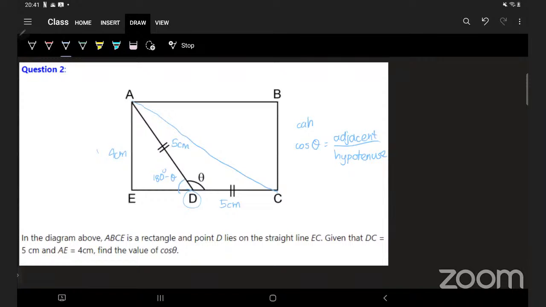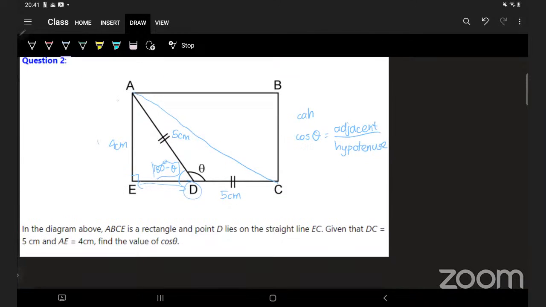So we need to identify what is the adjacent here and what is the hypotenuse. As we can see, for this angle right here, and this is the right angle, the adjacent should be ED, right? ED should be the adjacent, and AE should be the opposite. So now the hypotenuse should be really easy.